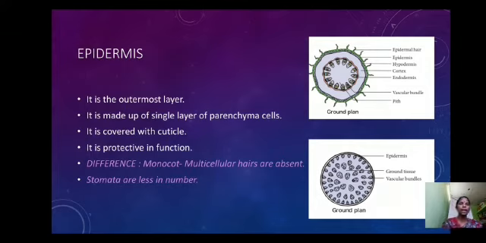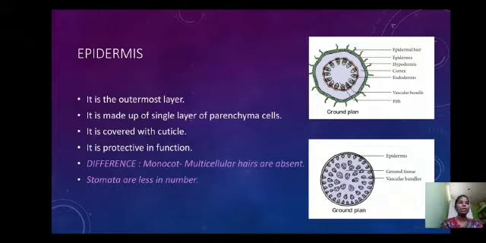The first one is epidermis. Epidermis is the outermost layer of a stem. It is made up of a single layer of parenchymatous cells. Since it is a shoot system, it has a cuticle present in it. Cuticle is nothing but a waxy coat which prevents loss of excess water, and it is protective in function.